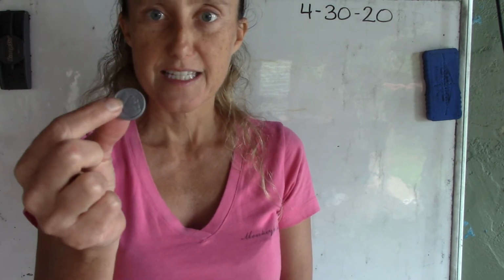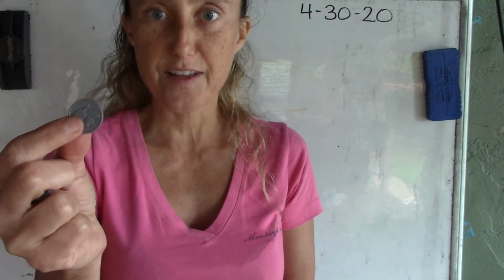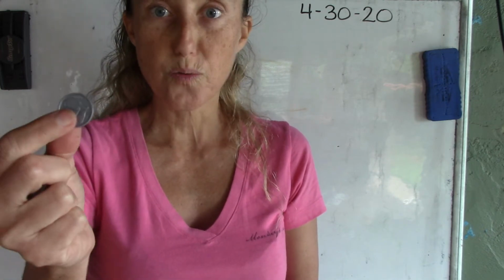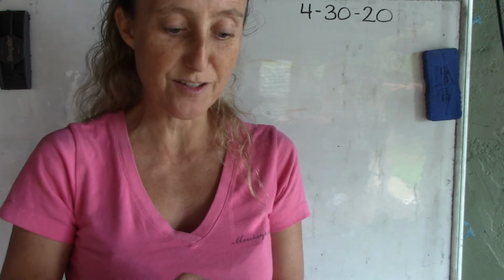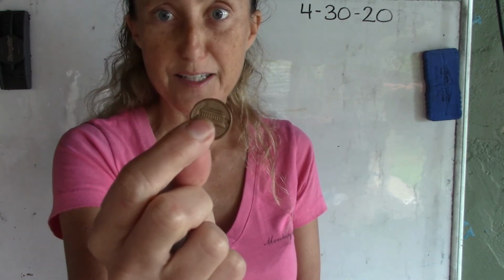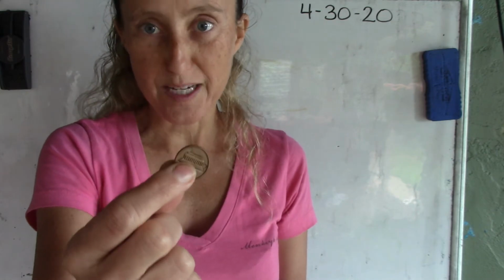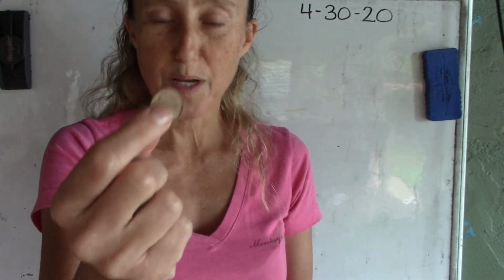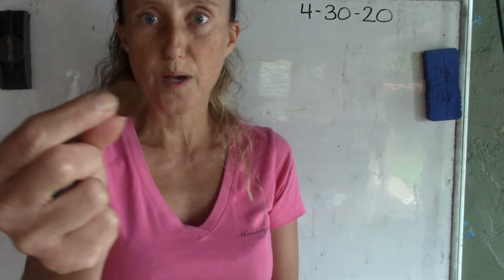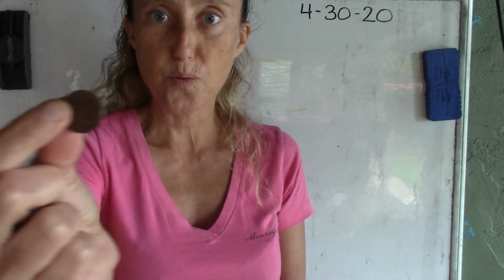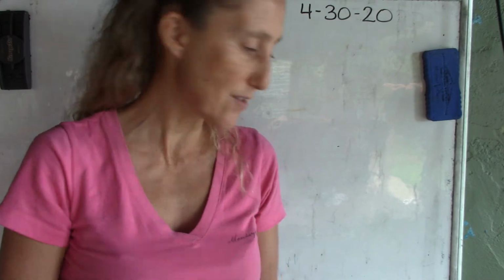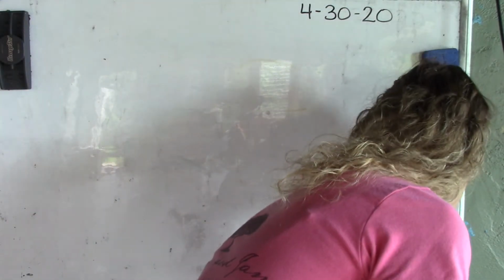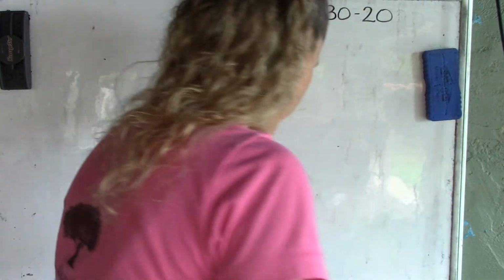5, 10, 15, 20, 25. And I also have these little pennies. Pennies are worth 1. So I have 25. Let's count on. 26, 27, 28, 29. I have 29 cents, which is wonderful.